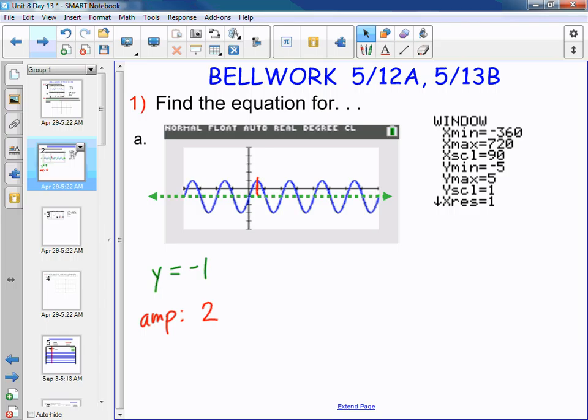So I'm going to see how far it is from this first key point, I'll say an intercept of my center line, up to the same key point. One full cycle looks like it took 1, 2 tick marks, so 180 degrees. So my period here looks like 180 degrees.